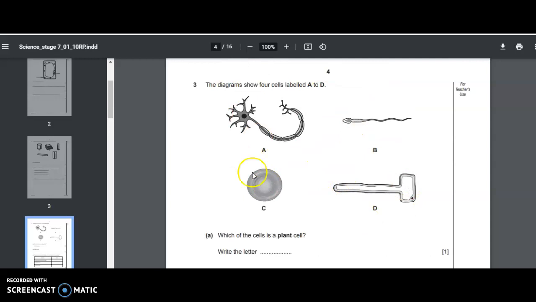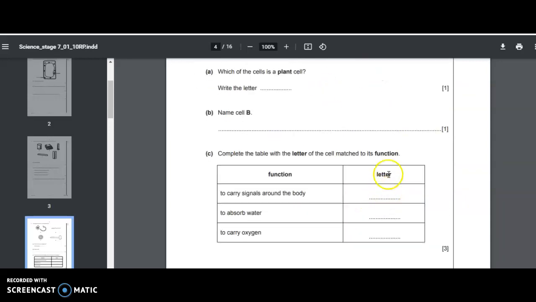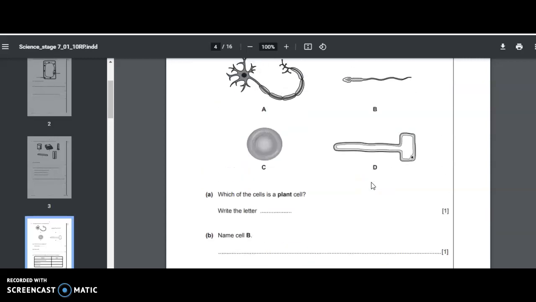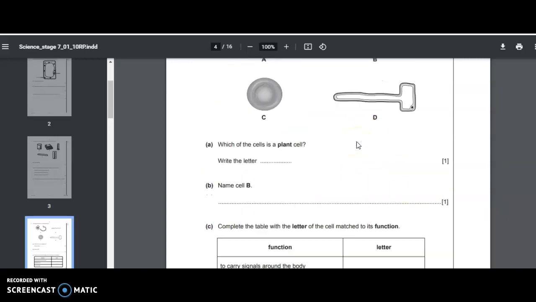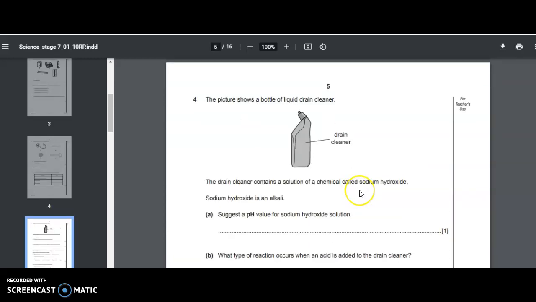The only one that could be a plant cell is D. B is a sperm cell. Now functions. Nerves carry things around bodies. The root hair absorbs water, and blood cells carry oxygen.